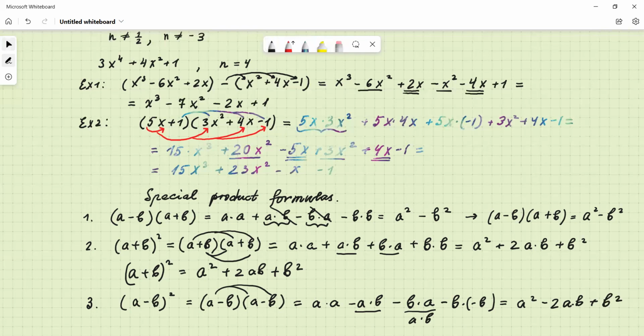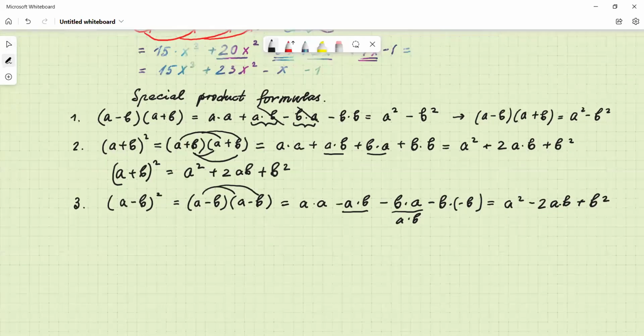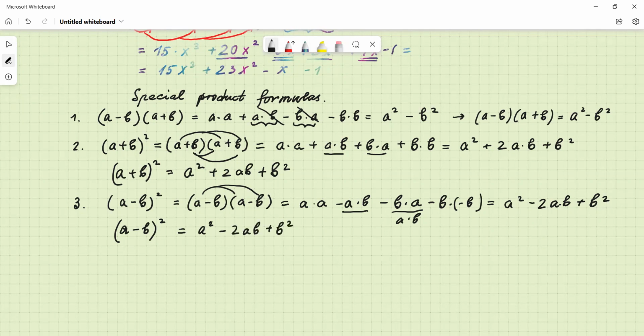So the formula is going to look like this: (a minus b) squared, the square of a difference. The difference between this one, right? It's a difference of squares, and here is a square of a difference. We are going to have a squared minus 2ab plus b squared.